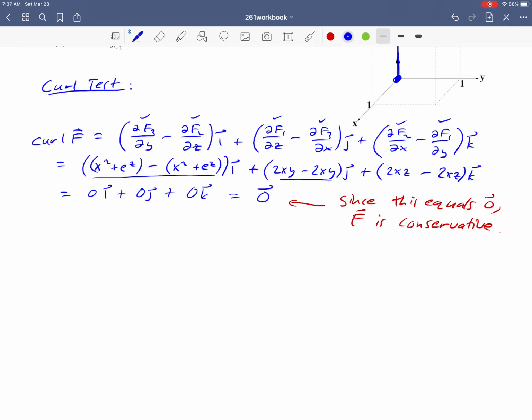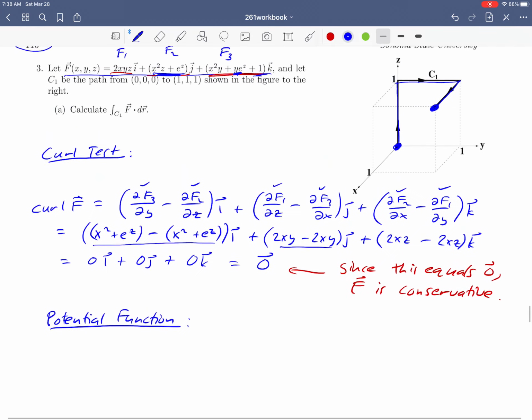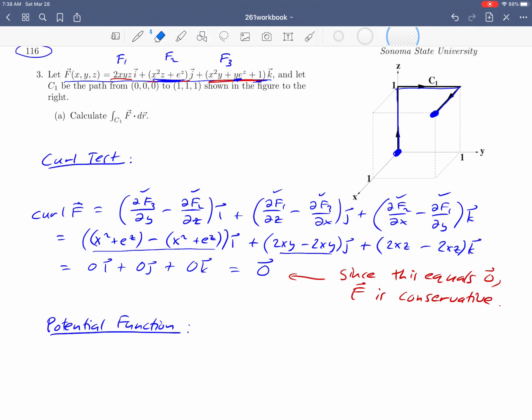We know that this is conservative, so we can use the fundamental theorem of line integrals. Okay, what's the next step here if we want to do that? Well, we need a potential function in order to use this method. Okay, I'm sorry, but we're going to need to do a little scrolling up and down. This is kind of a long problem.